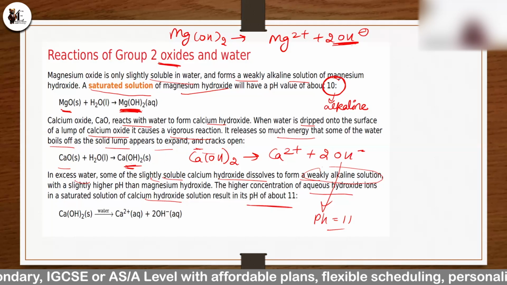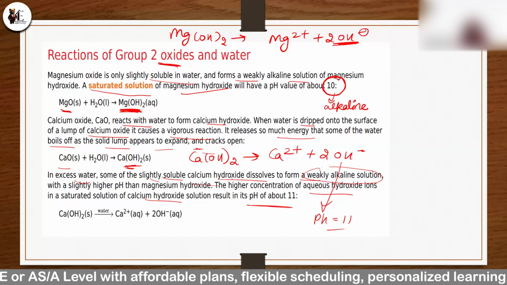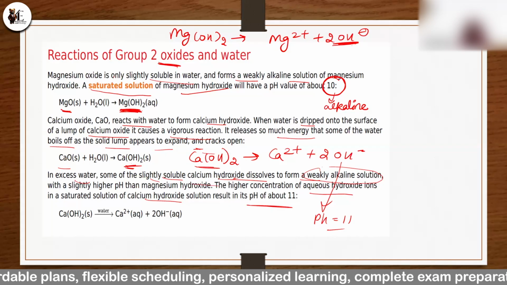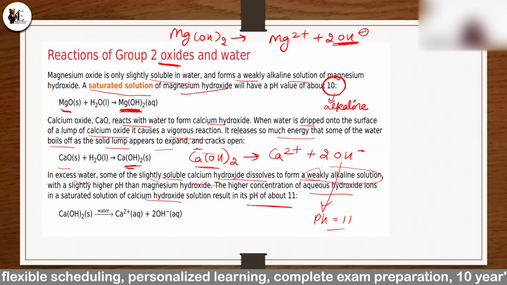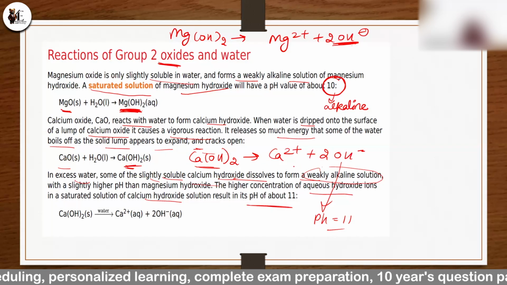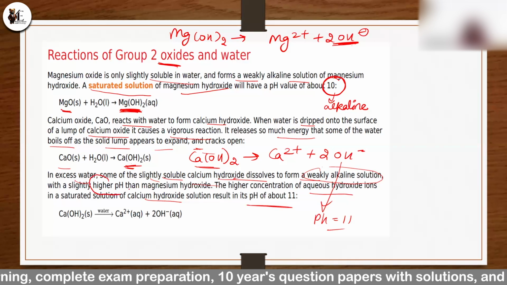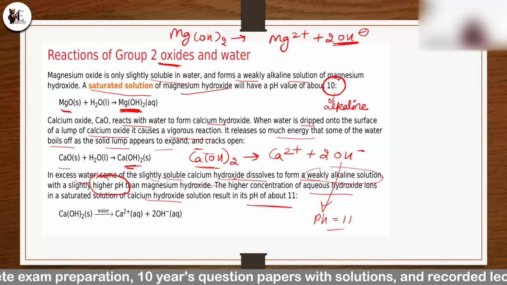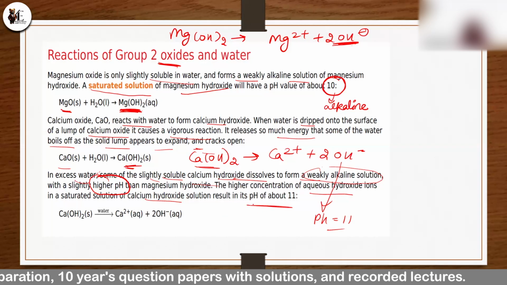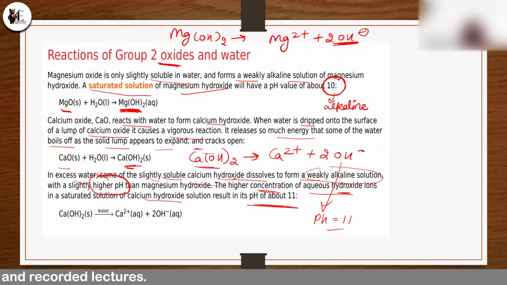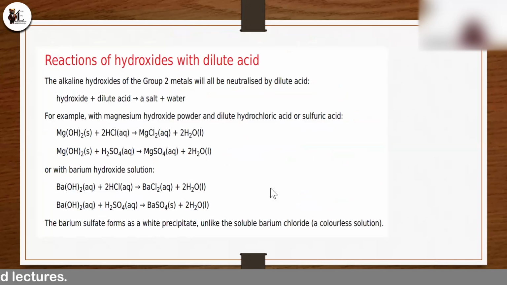In excess water, some of the slightly soluble calcium hydroxide dissolves. This is also slightly soluble, just as magnesium hydroxide is also slightly soluble. So it also forms a weakly alkaline solution, but with a pH slightly higher than magnesium hydroxide. Why is this so? Because of the higher concentration of aqueous hydroxide ions in a saturated solution of calcium hydroxide, its pH is about 11.